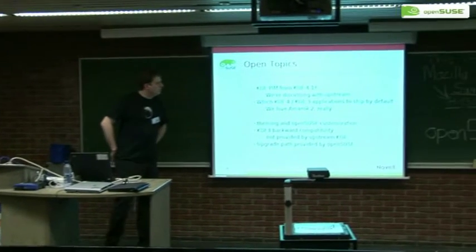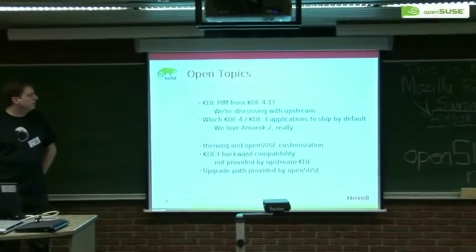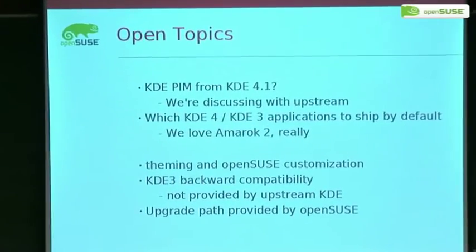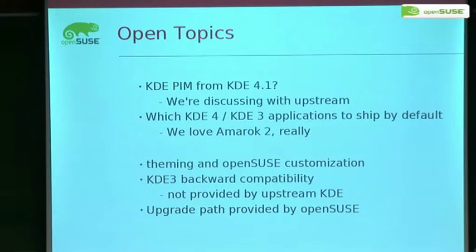A couple of open topics which we are currently investigating is what PIM limitations we want to ship. As you might know, the upstream didn't release the PIM applications for 4.0. So we have two options. We either ship the KD3 versions, which have been proven for quite a long time to work reliably and have been extended in the enterprise branch with new features and a lot of enterprise-ready goodies. This is basically a very stable code base which we currently ship.